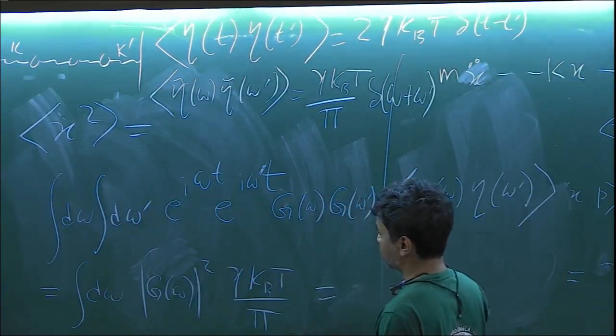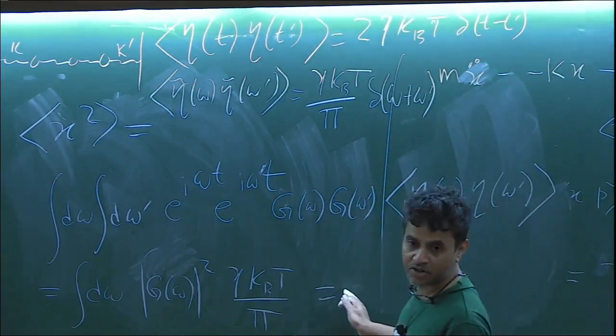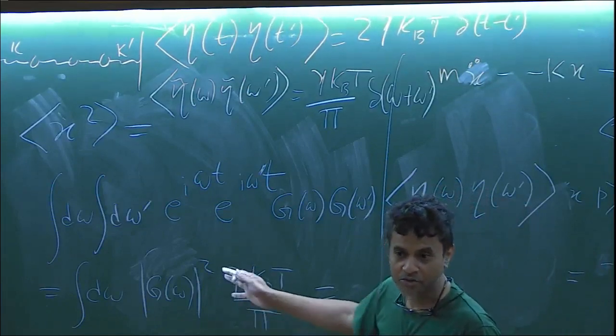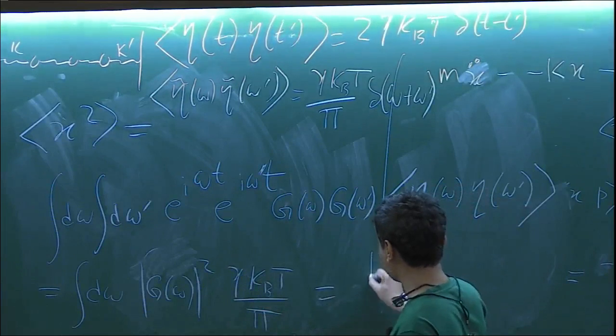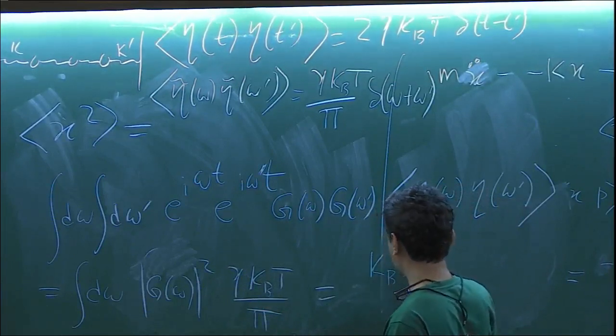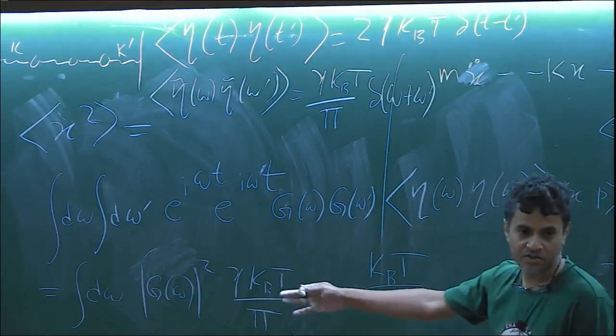Okay, now of course G of omega is this object, and then you have to do some integral, right? You can do it by contour integral or whatever. But finally, what do you get? Okay, I won't do the integral, but the answer is? Yeah, the answer you'll get is basically what you expect, k_B T by k. Okay, so this is how it works.